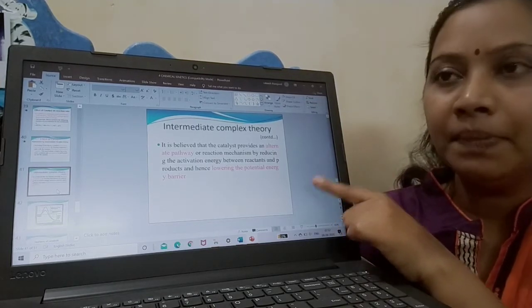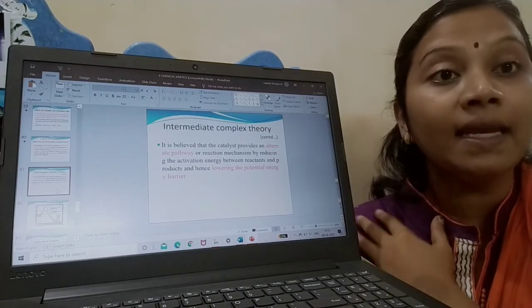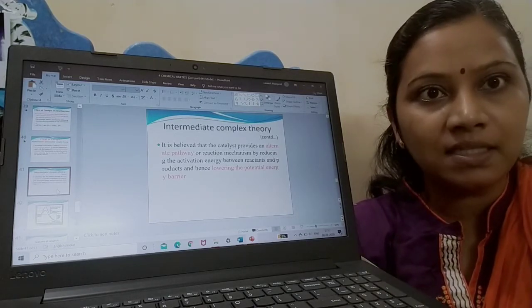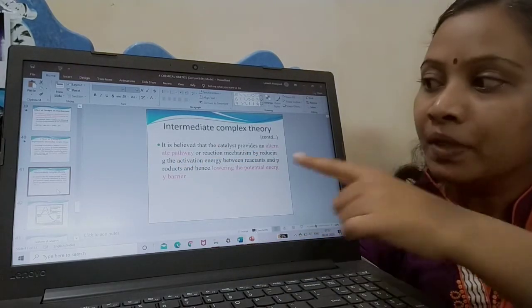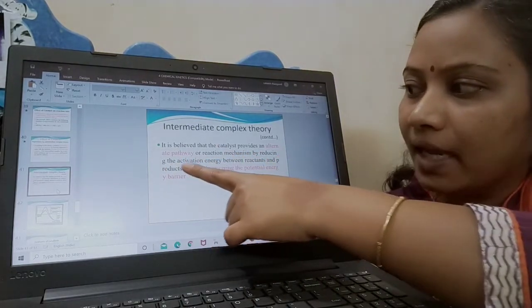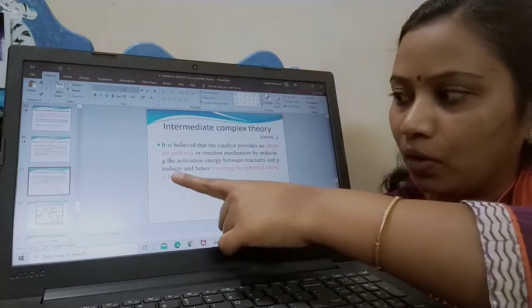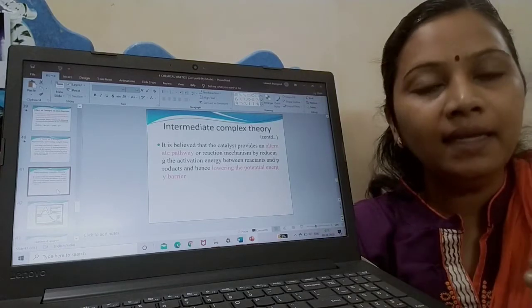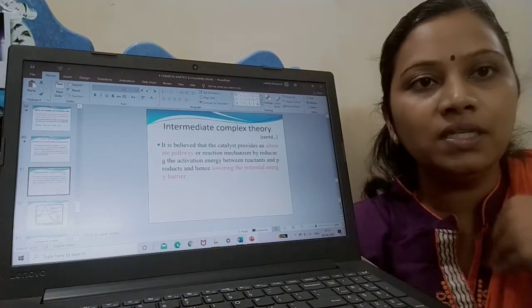Say for example, whenever a catalyst is present, the catalyst will provide an alternate reaction mechanism, or an alternate pathway, so that the activation energy between the reactant and the product is reduced. As a result, the potential barrier is lowered, so the rate of the reaction increases.